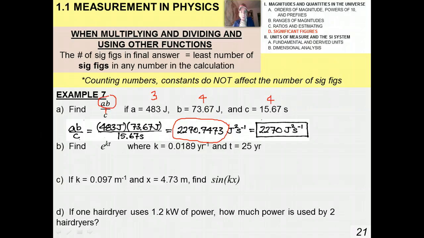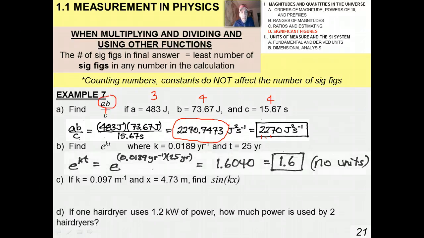I can just throw out the decimal place, and I get 2,270 joules squared per second. Okay, so there's my 1, 2, 3. Remember that this final 0 is not significant because there's no decimal place there. All right. So pause the video and for yourself try to work out B, C, and D.